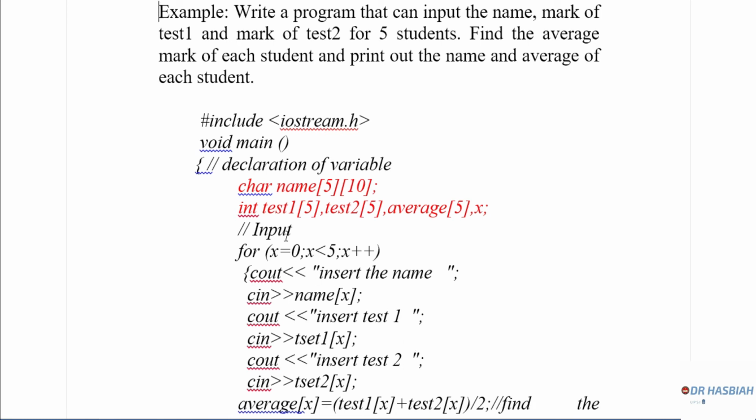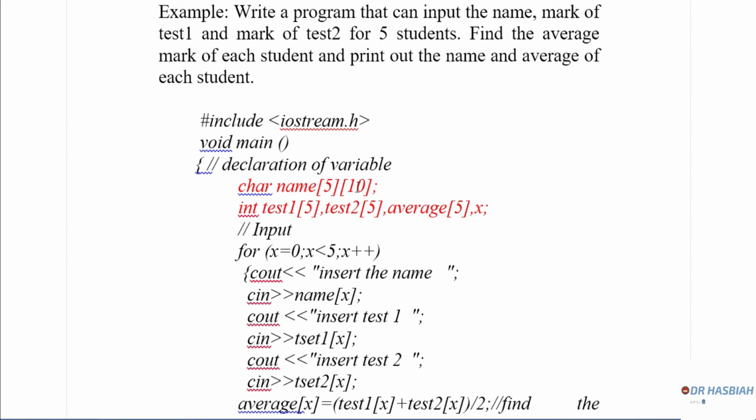In order to know what variables you have to declare, you have to read the question. What are the variables in this question? We have name, test 1, and test 2. For sure, the data type for the name is char. But how many students do we have here? How many names do we want to input? 5 students, meaning 5 names. That's why I put the size 5 in the bracket for name.